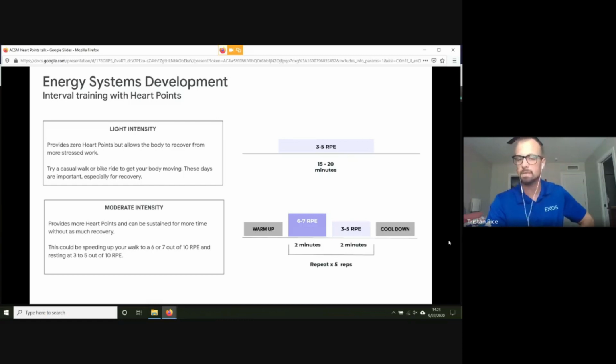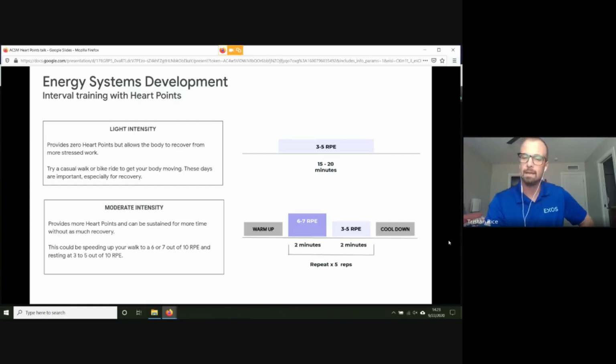And these are really where we start to get into intervals. And this is just a sample here, right? Where we might have a block of warm up. Maybe it's a 5-minute warm up or so with a 2-minute walk afterwards to get blood into the right place, to get moving before we get into the work. And then we would alternate periods of high and low intensity, right? This could be speeding up your walk to a 6 or a 7 RPE out of 10, but then resting again at 3 to 5. That doesn't mean stopping. That is an active recovery, and then repeating that 5 times, right?